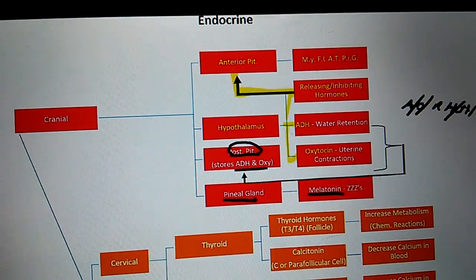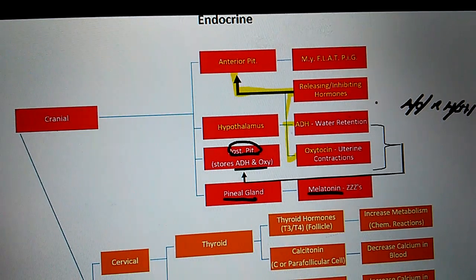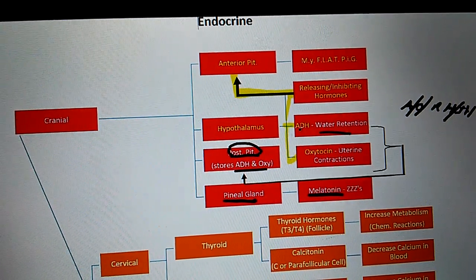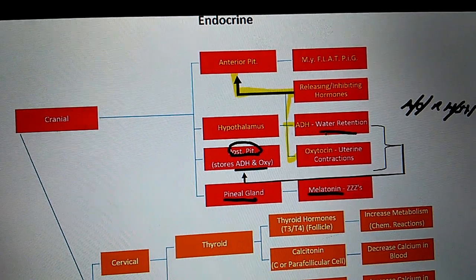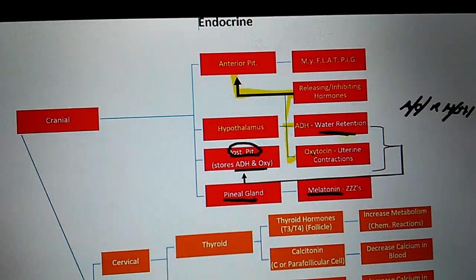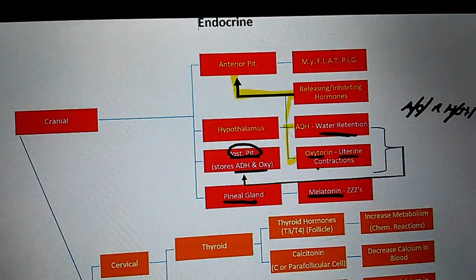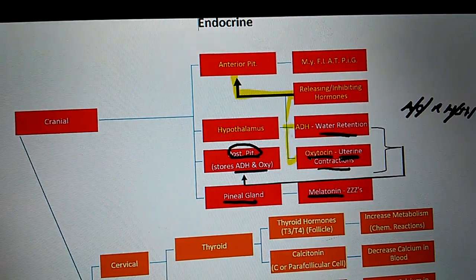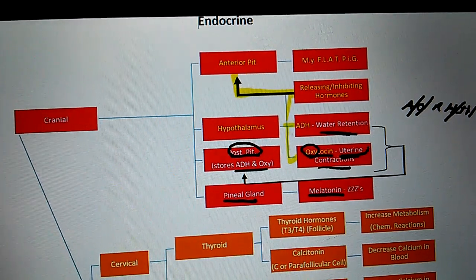And now we're going to move ahead and say, what is the function of ADH? Water retention. What is the function of oxytocin? Uterine contractions. Remember, that word ox should help you remember uterine.